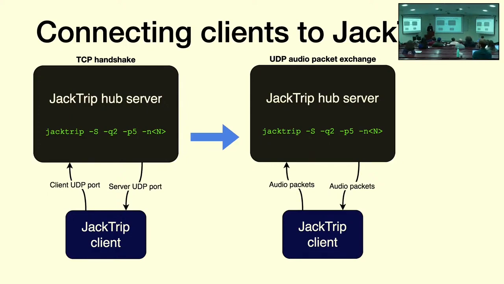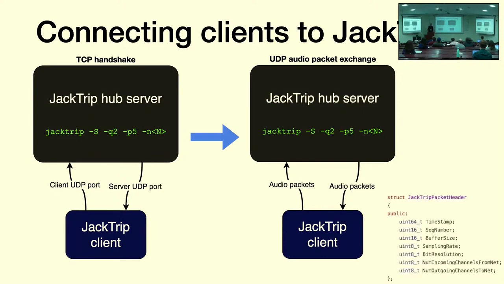The client could be another JackTrip process running on the same machine. It could be a remote machine that knows the appropriate IP. It could, in our case, be a microcontroller that, again, knows the correct IP and initiates this handshake and then starts exchanging audio in UDP packets. As long as the client keeps sending those packets with the correct structure, the correct headers, it'll stay connected. And the only condition is on this packet structure here.